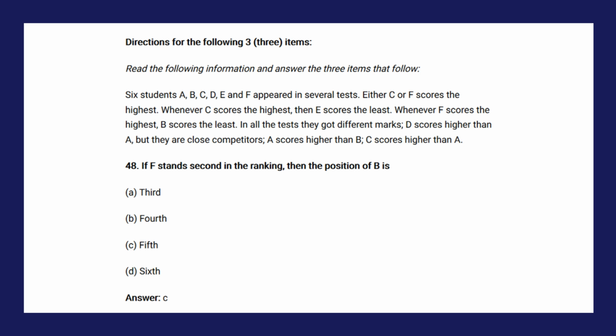D scores higher than A, but they are close competitors. A scores higher than B, C scores higher than A. If F stands second in the ranking, then the position of B is: A third, B fourth, C fifth, D sixth. The answer is option C, fifth.